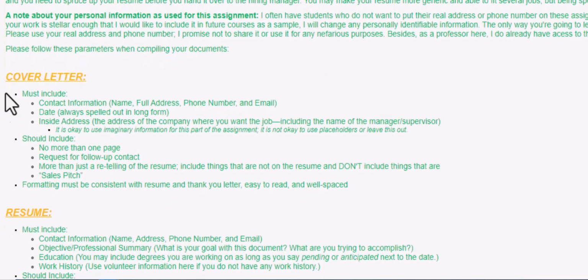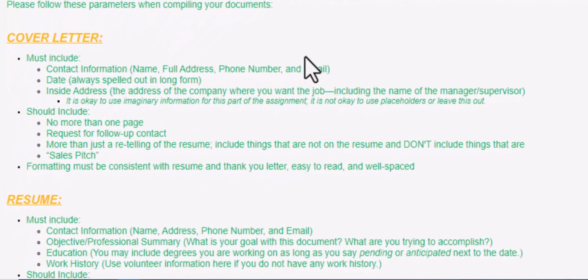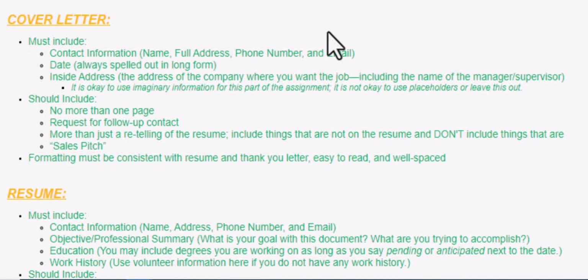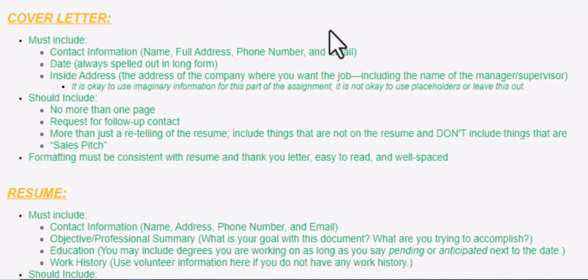When you create your cover letter, make sure again that it conforms to the business letter expectations set forth in this unit. You must include your contact information, the date, which must be spelled out in long form, an inside address of the company where you're applying for the job. And for this case, it's okay to make something up. You don't have to look up a real address of a real company. It should be brief and to the point, no more than 1 page. You should request that they contact you back.